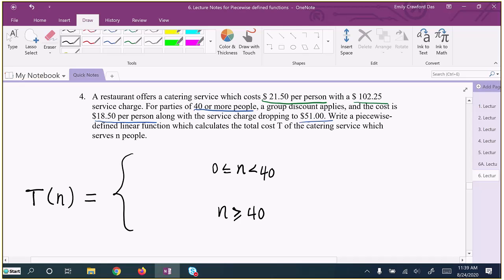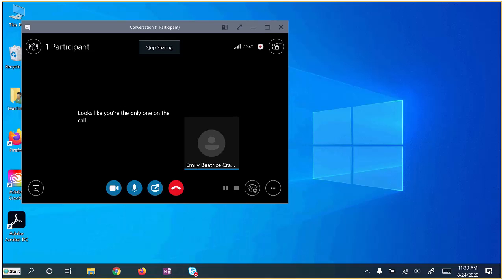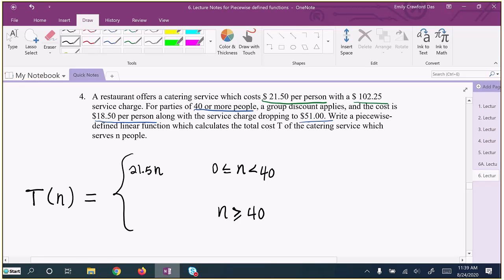Okay, so this is how we split up the domain. If n is between 0 and 40, then we pay one price, whereas if n is greater than or equal to 40, we pay a different price. And what are the two different prices? Well, when n is less than 40, it's $21.50 per person. So I'm going to say 21.5 times n plus 102.25.